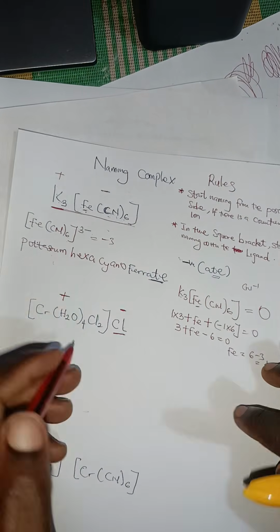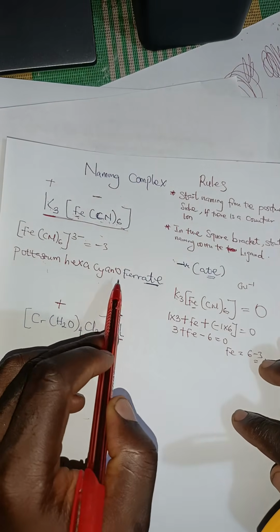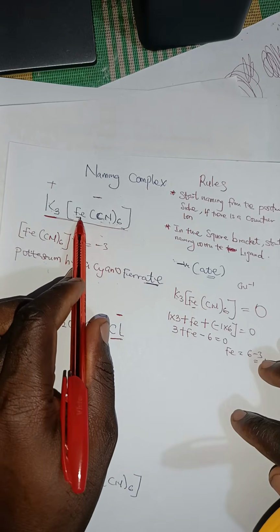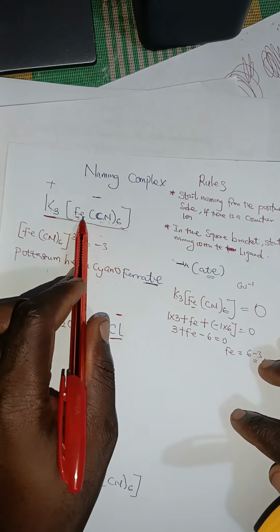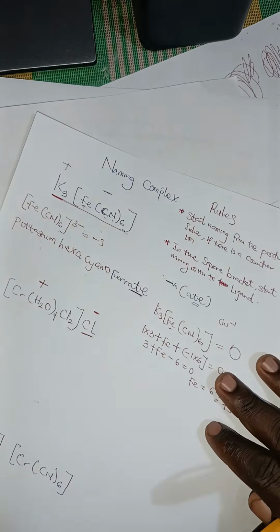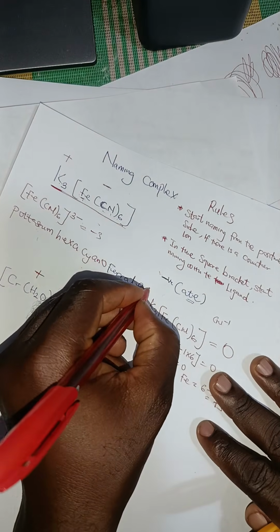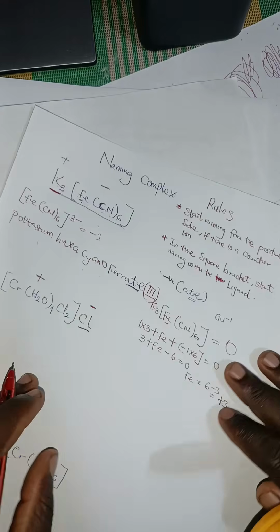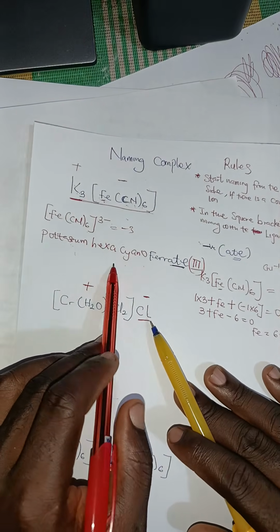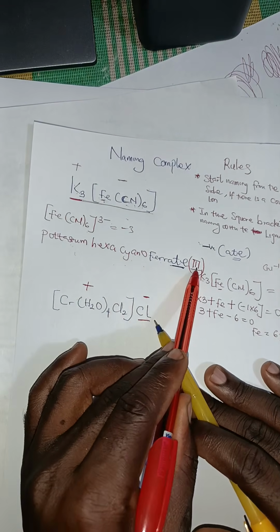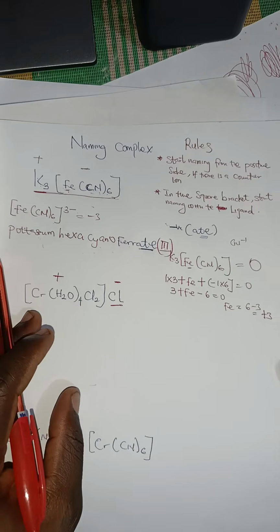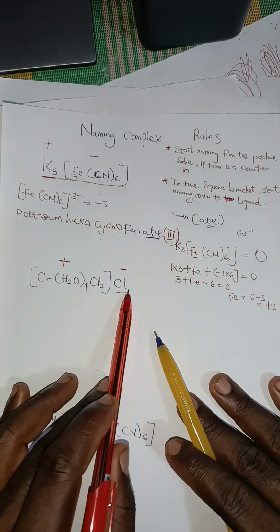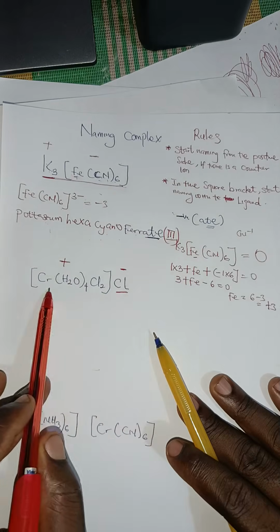So I can say potassium hexacyanoferrite. The oxidation state of the complex, which is the oxidation state of the Fe, is 3. So we put 3 in Roman numeral, capital letter. So we have potassium hexacyanoferrite(III). I think that is clear. So I think we can move straight to the next one. What's the next one? Let's look at this one. We want to name this one.